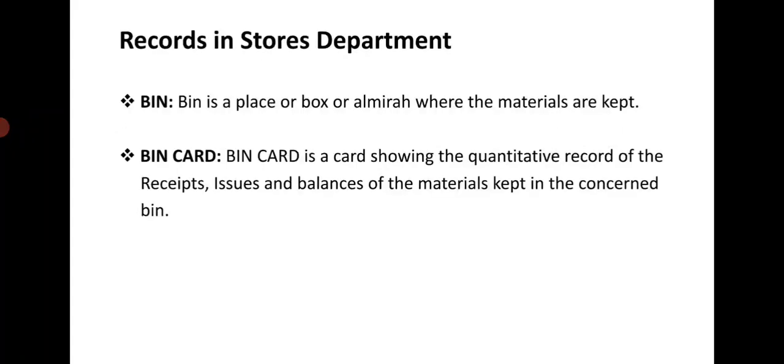So what are the records maintained in the stores department? First record is a bin card. First we should understand what is a bin. Bin is a place or box or almirah where the materials are kept. Bin card is a statement of all the receipts and issue of stock from the stores department. It is also called stock card or bin tag.